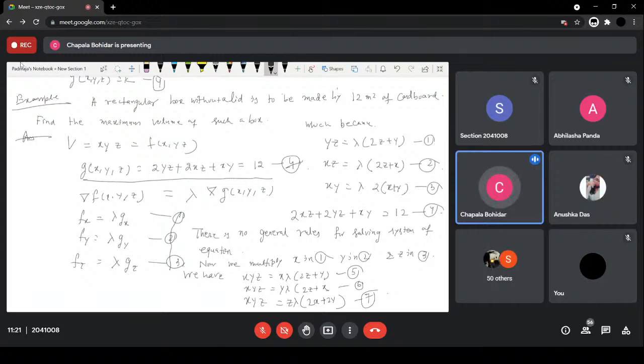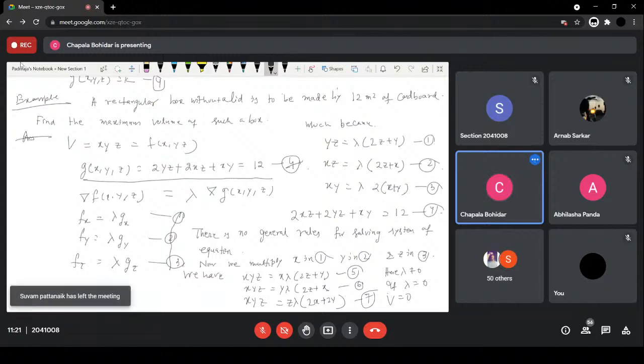Here lambda is not equal to 0. You see, if lambda is equal to 0, then the volume becomes 0. Is it clear up to this? Yes, ma'am.